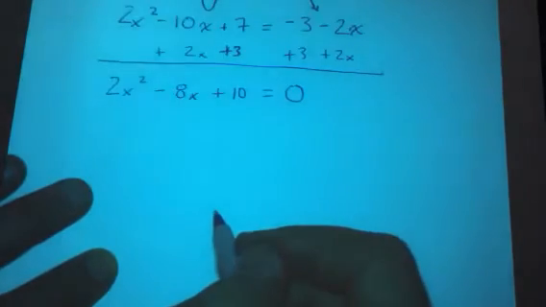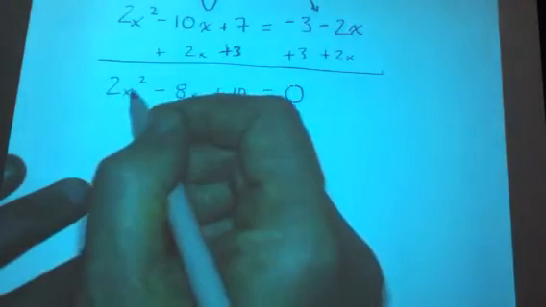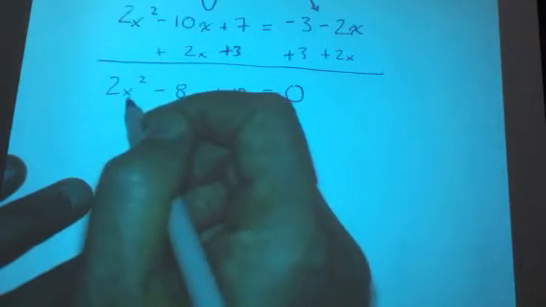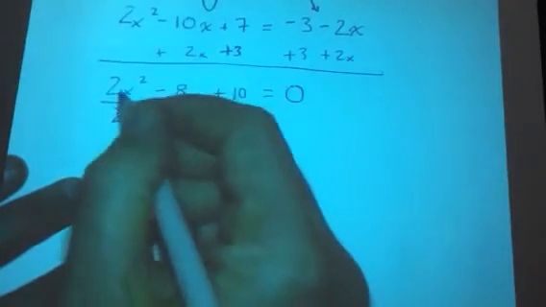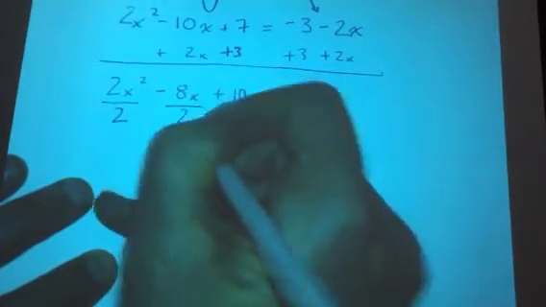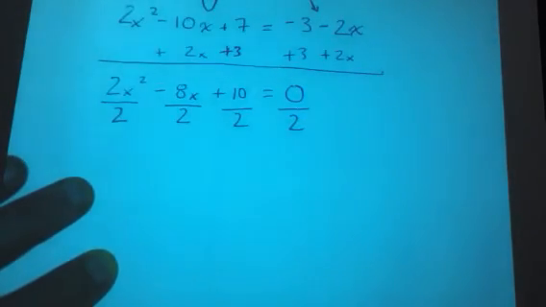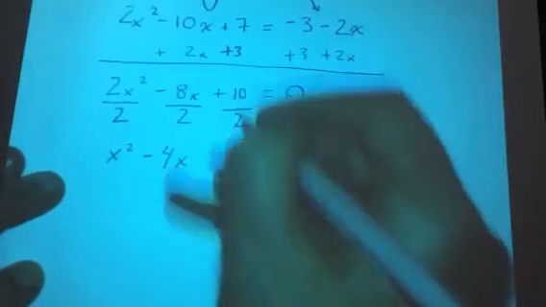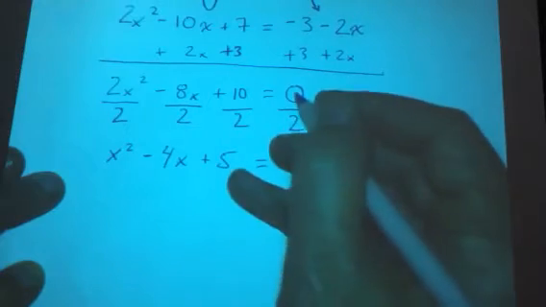Now, in order to complete the square, we want to be working with 1x squared, and right now we have 2x squared. So in order to be working with 1x squared, we will divide by this 2. If we divide this by 2, then we need to divide everything by 2. That's on both sides of the equation. So now we have x squared minus 4x plus 5 equals 0.